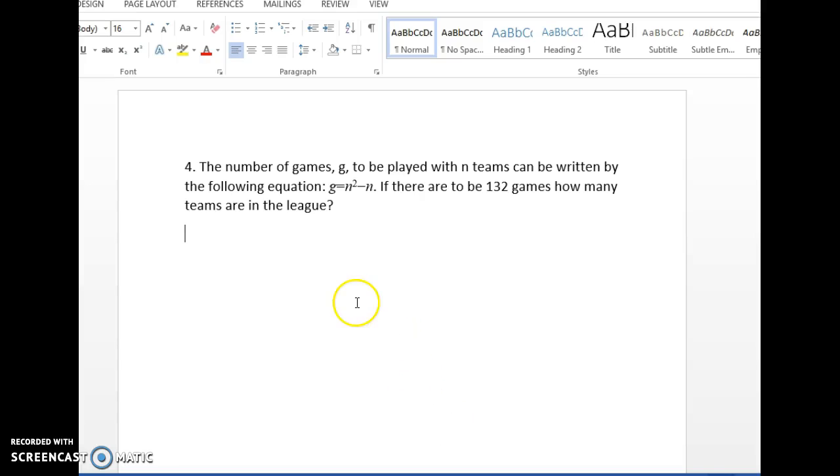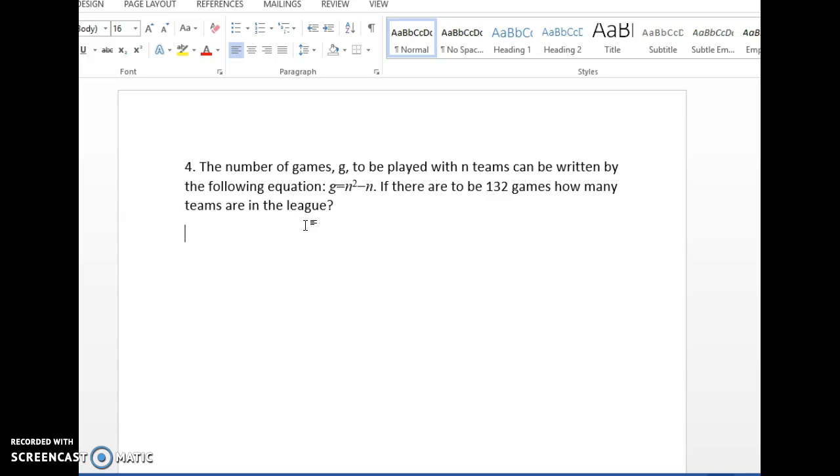All right, let's take a look at number 4 here. And there was a mistake in the quiz. In the original quiz, it had, right here, n equals g squared minus g. But it should have been g equals n squared minus n.